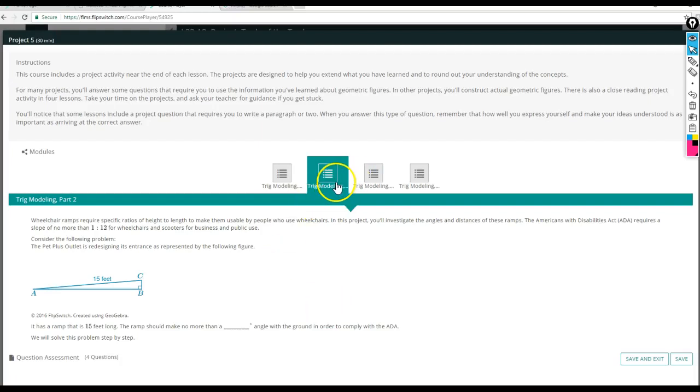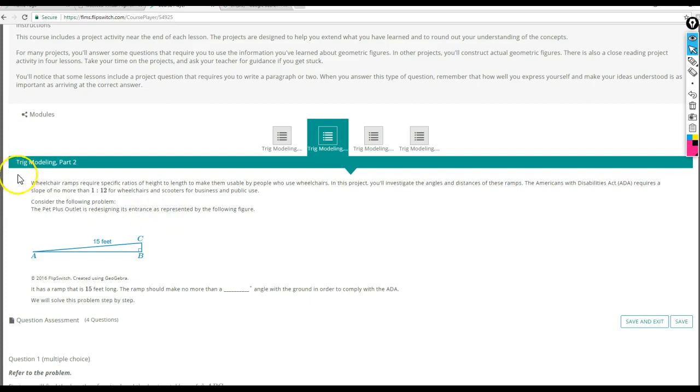Alright, so we're in the second part of our Unit 5 project. We're given that wheelchair ramps require specific ratios of height to length to make them usable by people who use wheelchairs. In this project, you'll investigate the angles and distances of these ramps. The Americans with Disabilities Act, ADA, requires a slope of no more than 1 to 12 for wheelchairs and scooters for business and public use.